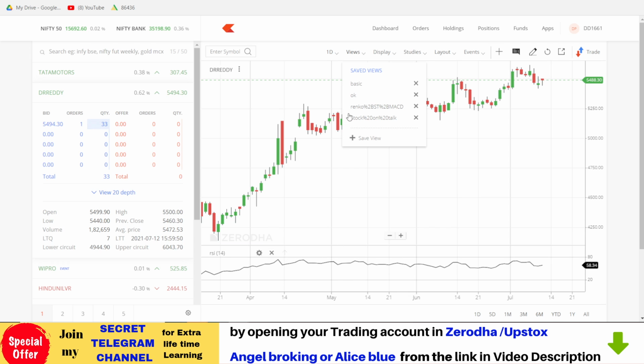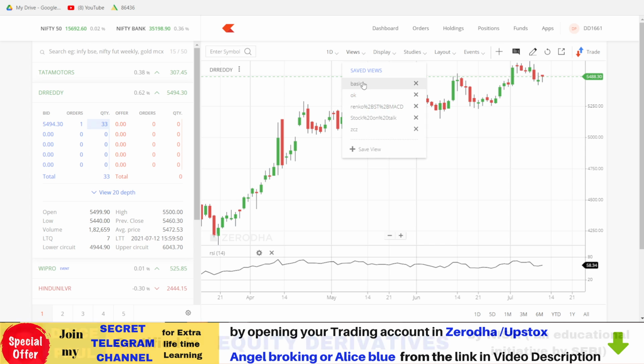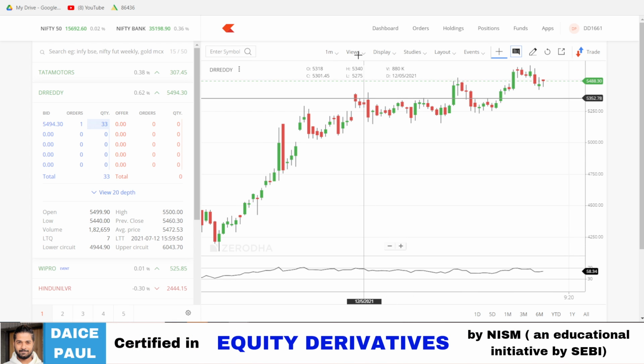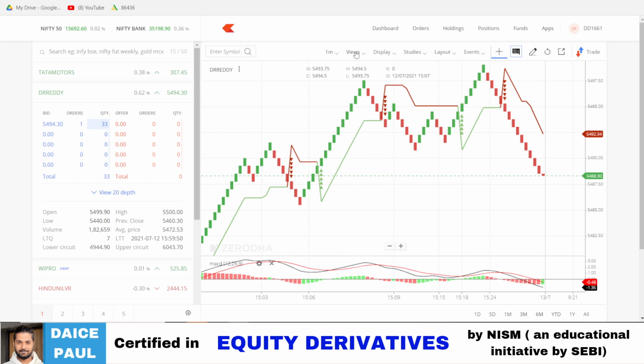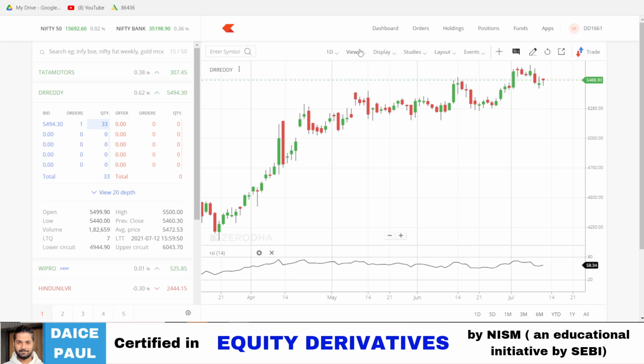Let's say I have RSI and all. Now I don't want to open RSI in a new chart every time. I can save the view, give it whatever name I want, and save. So next time when I go there and click, this view will come. If I click on something, the view may change. Now let's say this is a different chart, and I want to go to my old chart. So these are different views or studies which you can save.